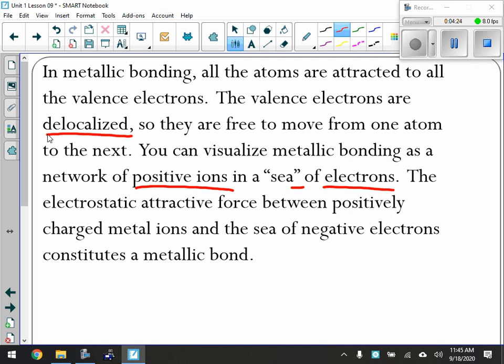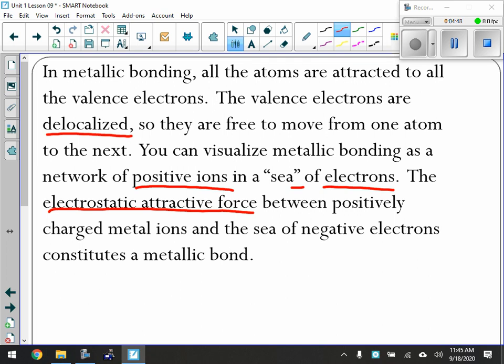Positive ions, negative electrons, what do you think? What do I always tell you? Electrostatic attractive force, fancy way of saying opposites attract, yes? That's really what they're saying here. So opposites attract. The opposites attract force is pretty darn strong, is what they're trying to tell you.